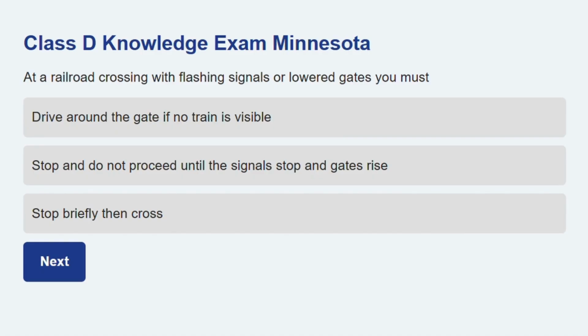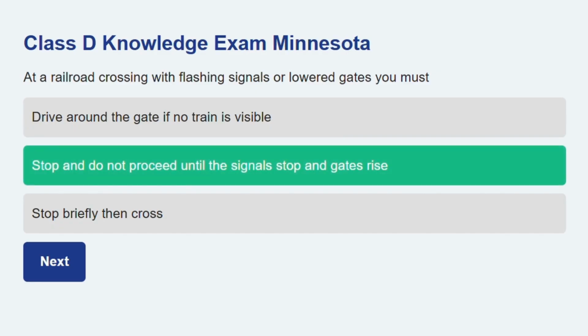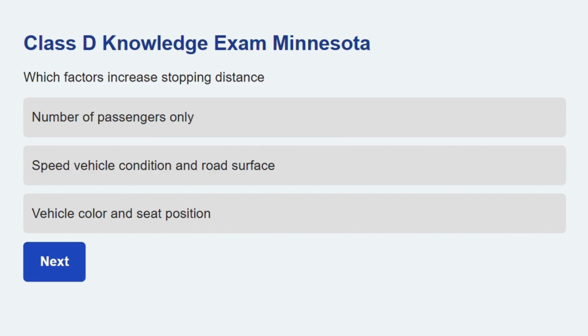Let's see what's next. At a railroad crossing with flashing signals or lowered gates, you must stop and do not proceed until the signals stop and gates rise. Trains cannot stop quickly, and attempting to beat them or go around gates is often fatal.